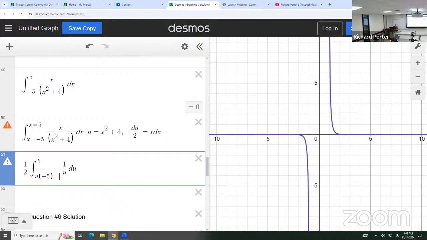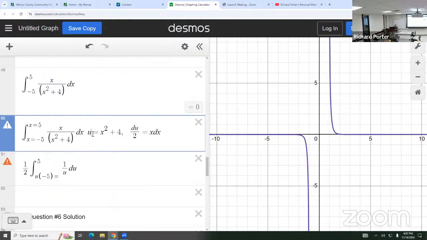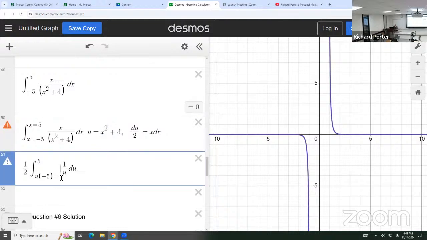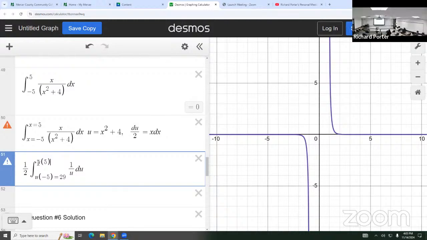Does anyone know? You plug -5 in for u. U is just to square the number and add 4. So what's 5 squared plus 4? 29. And then we do the same thing up here. We do u of 5, 5 squared plus 4. So you get the same number, 29.